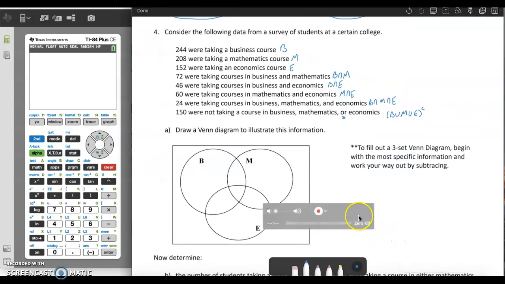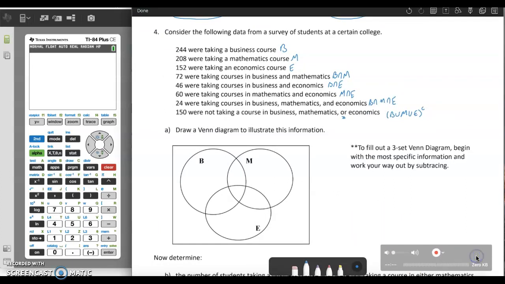Sorry about that. They would be the ones out in this universe, like they go to the college, but they were surveyed, but they weren't taking any of these. So 150 kind of out in that rectangle, not in any circle. And so I've checked off this layer. 24 were taking courses in business, math, and economics. So where do all of those circles overlap? Like that very center little chunk is where 24 students lie.